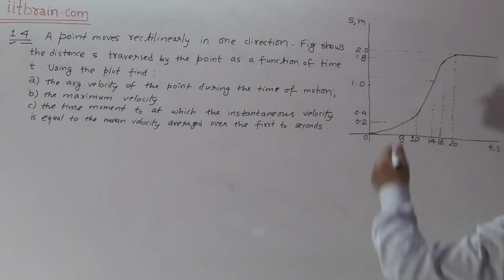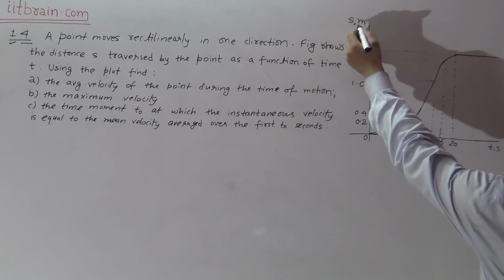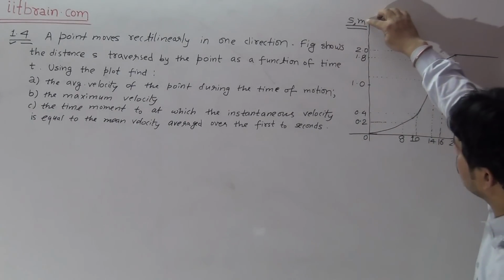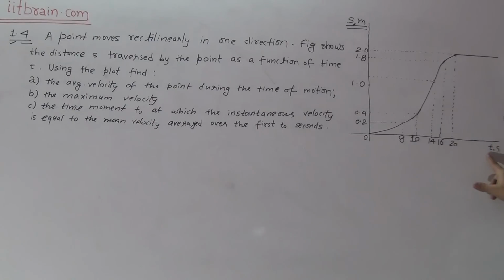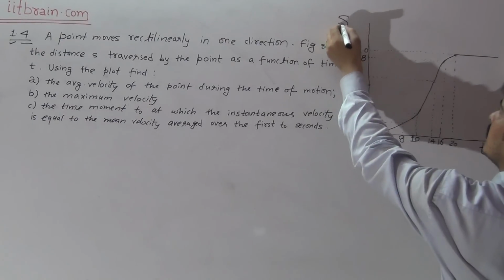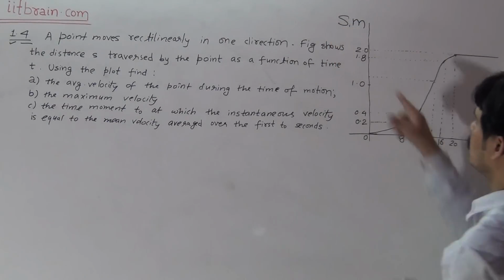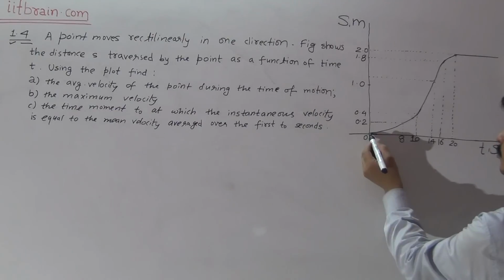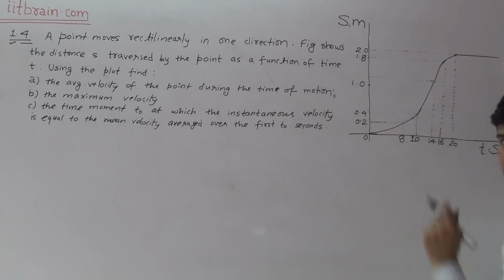So, first let us discuss this graph. This is a graph between the displacement. This s shows distance and m is the unit for that, it is meter. And this t and s are time, measured in seconds. So this is the graph between distance and time. 0 second is the starting moment and the particle is at origin initially.